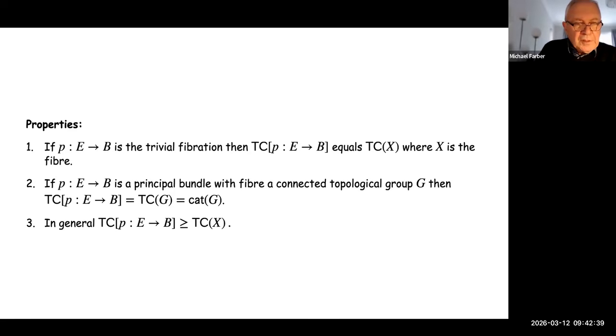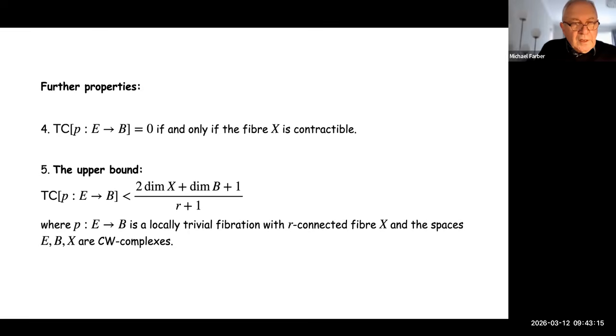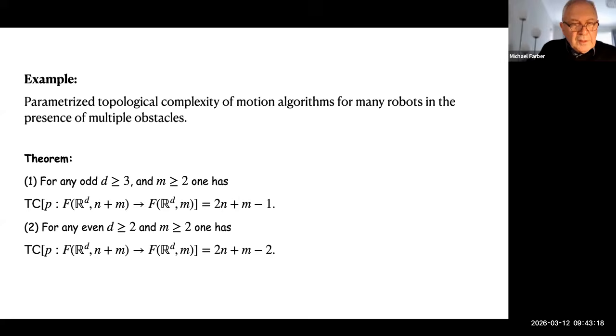There are properties: if we have a trivial fibration, then the parametrized topological complexity is the same as the complexity of the fiber. And if we have a principal bundle with fiber a connected topological group, then parametrized topological complexity equals TC of the fiber, which is the same as the category of the fiber. So in general, parametrized topological complexity is greater than or equal to TC of the fiber. There are some other things which I will probably skip.